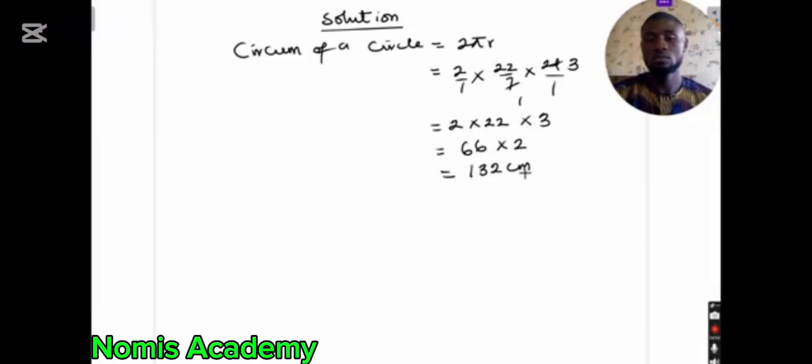So 66 multiplied by 2 is 132 centimeter. This one is not centimeter squared because we only have centimeter in our radius. So here is the only value carrying centimeter. So the circumference of the circle is 132 centimeter. Let's take example 2.